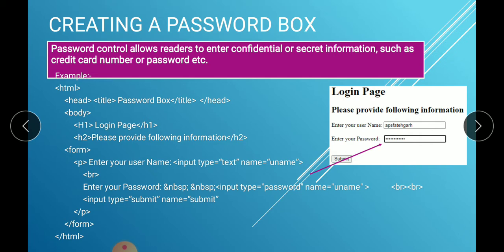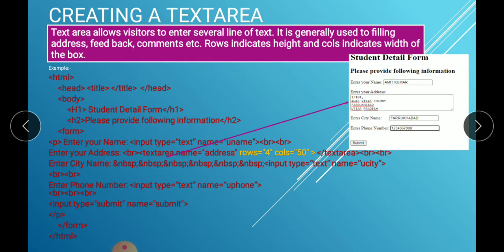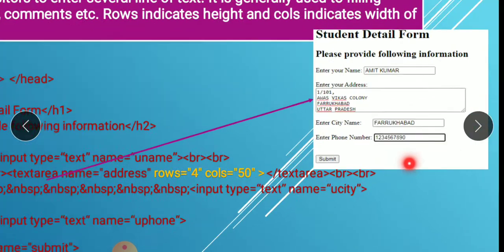So we are going for the next control. The next control is the text area. Text area is the area where the user can put more than one line of text. For example, while you are entering your address, in the first line you put your house number, then your street name, then your city name, and then your state name. So how can you create this type of box where the user can put more than one line? This is the text area. So go for this example.